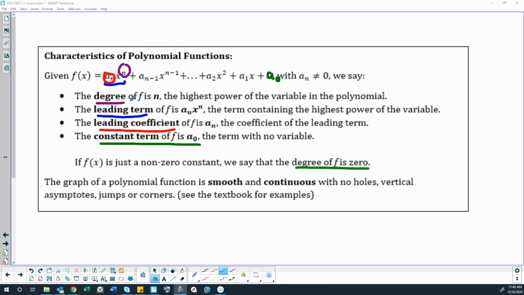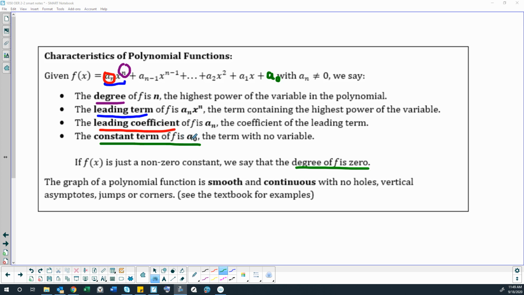for you to understand so that when I use them in class or you see them on an assignment, you know what it's talking about. So degree is the highest power of the variable in the polynomial. So whatever the highest exponent is, we call that the degree of the polynomial. The leading term of the polynomial is the entire first term with the coefficient, the variable, and that highest exponent. The leading coefficient is the coefficient of the leading term.